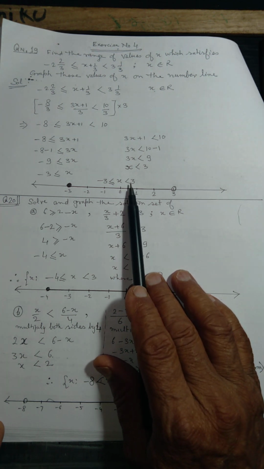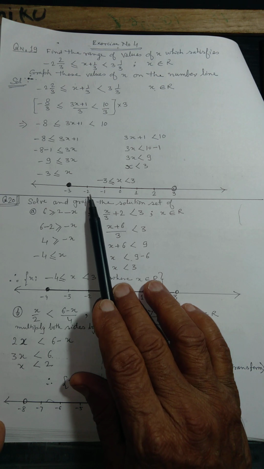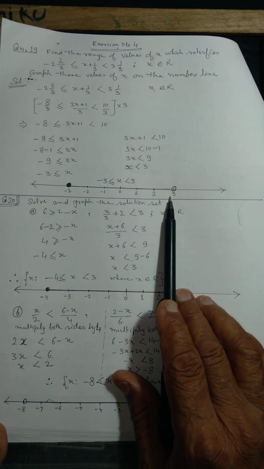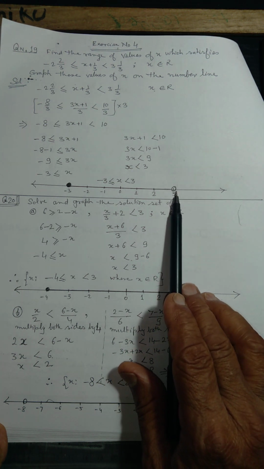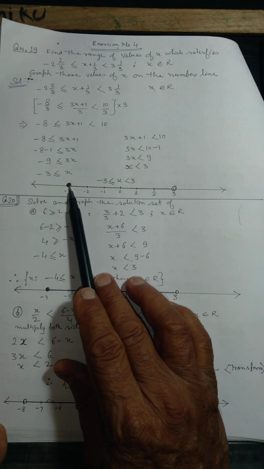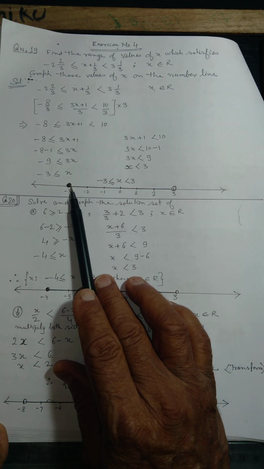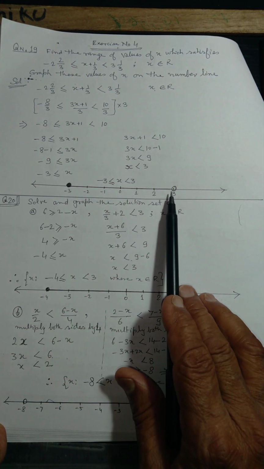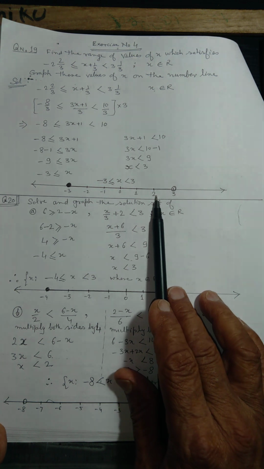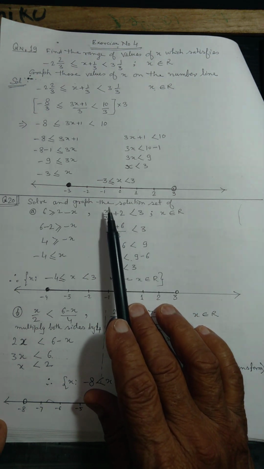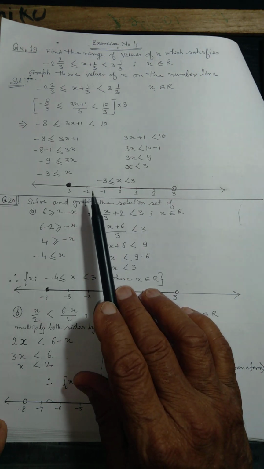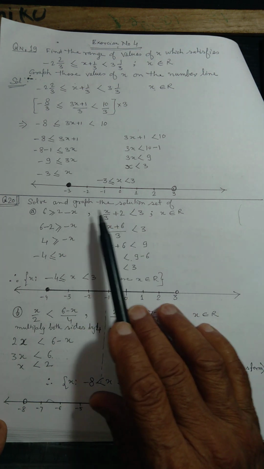On the number line graph, minus 3 is here and 3 is here. 3 will not be included, it will be excluded, but minus 3 will be included. That is why I have darkened this point. So the graph is from minus 3 to 3, but excluding 3. This is the graph of the inequation of the above question number 19. Now let us solve and graph the solution of question number 20.